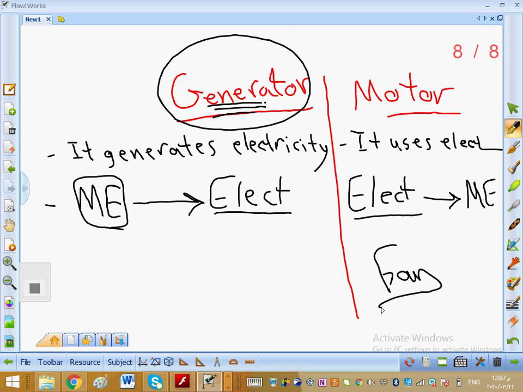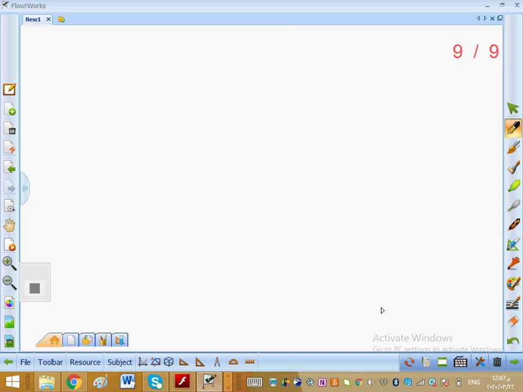Here, to generate electricity, we have pictures in our book, like windmills and hydroelectric generators. Then we continued with magnets, magnetism and magnetic field. We said a magnet is a material that attracts iron and a few other metals.